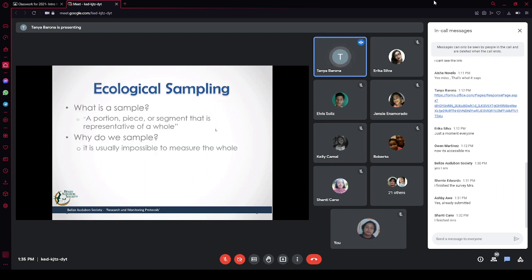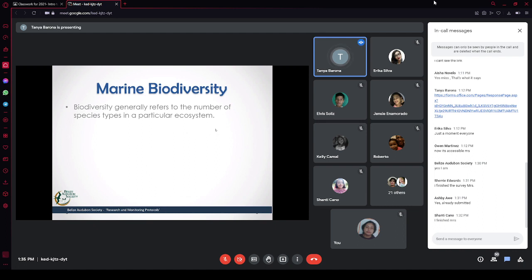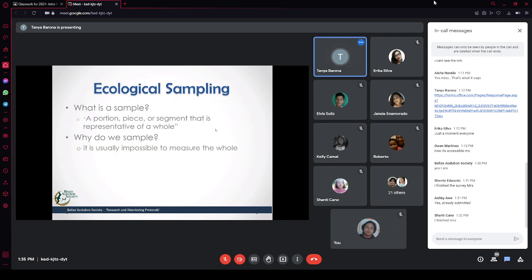So, how do we gather information on marine biodiversity and the ecosystem itself? We have to do ecological sampling, which is basically selecting a sample from your entire ecosystem, which is a portion or a piece or a segment that is representative of the whole ecosystem. Why do we do this? Because it's impossible to measure the whole system.